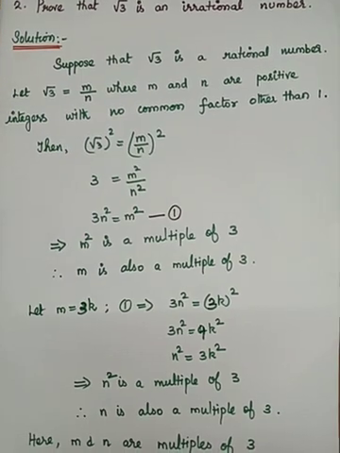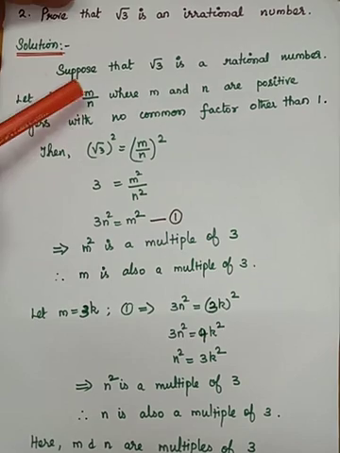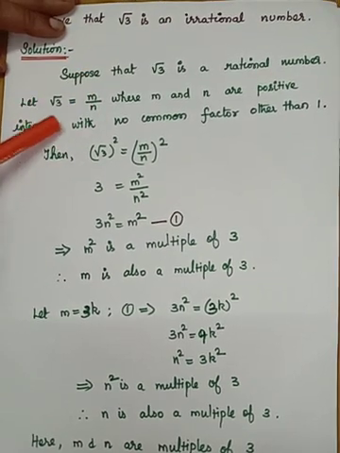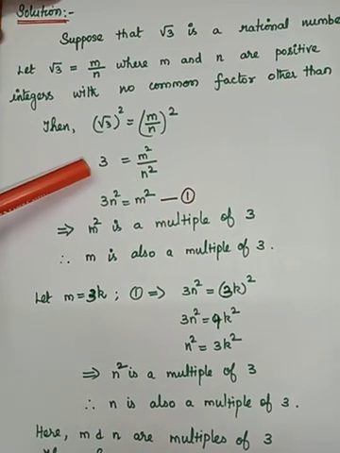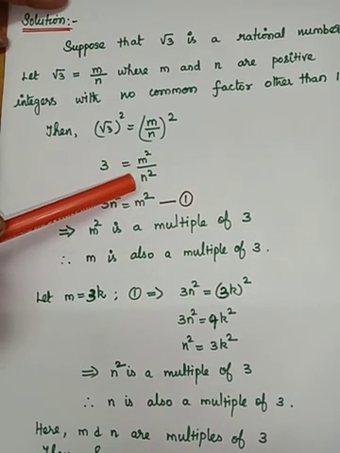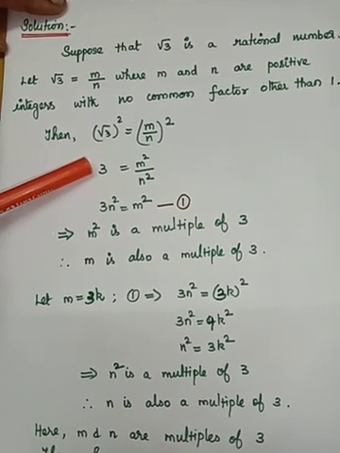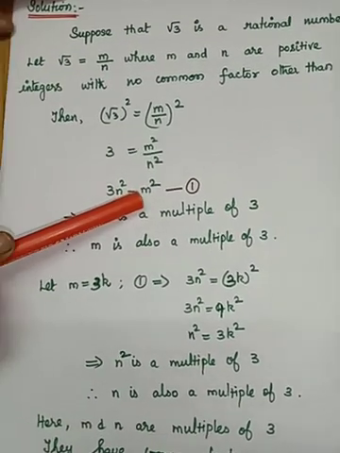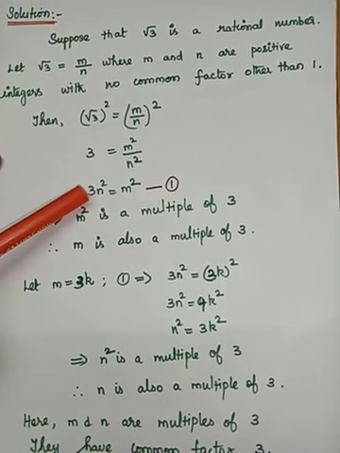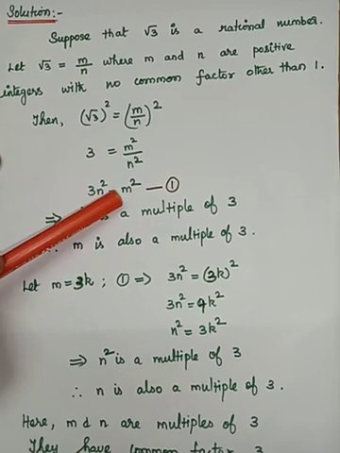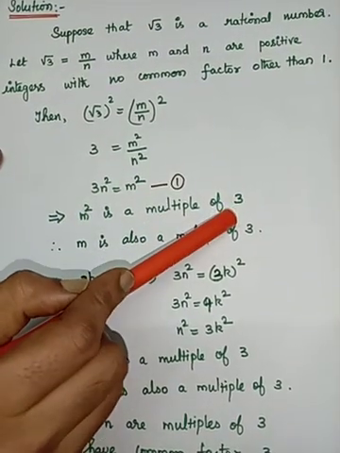Except 1, there is no other positive integer common to m and n. Then you consider this relation and square both sides. So you will get 3 is equal to m squared by n squared. If you multiply by n squared, it is 3n squared is equal to m squared. So we can very well say m squared is a multiple of 3.